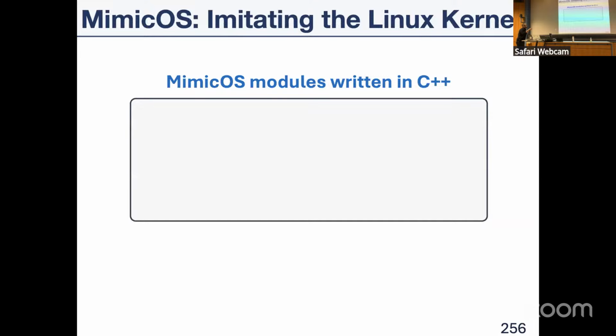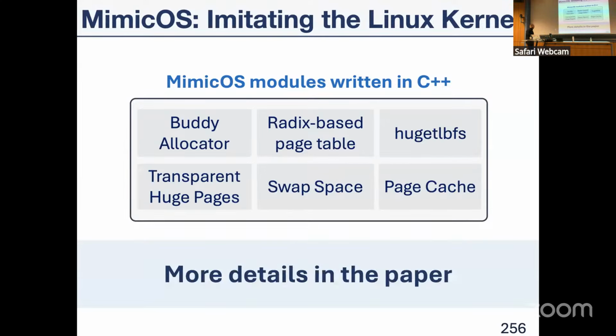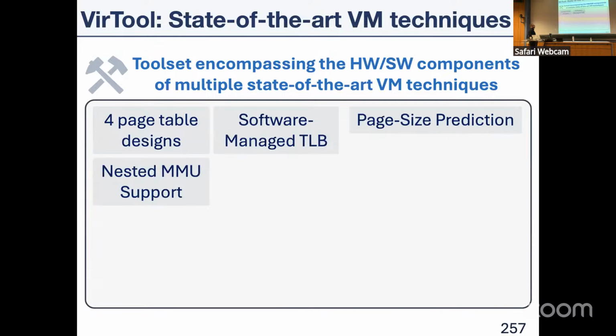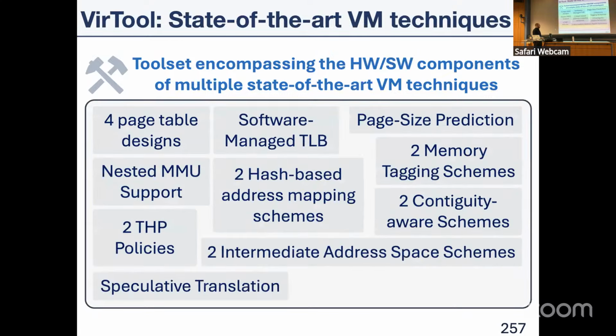So we basically built MimicOS, which encapsulates many modules of the operating system, like the buddy allocator, radix-based multi-level page table, and many more. There are more details in the paper about that. And we create a full toolset, which encompasses multiple hardware-software co-designed components of multiple state-of-the-art virtual memory techniques, different page table designs, memory tagging, contiguity schemes, and much more.